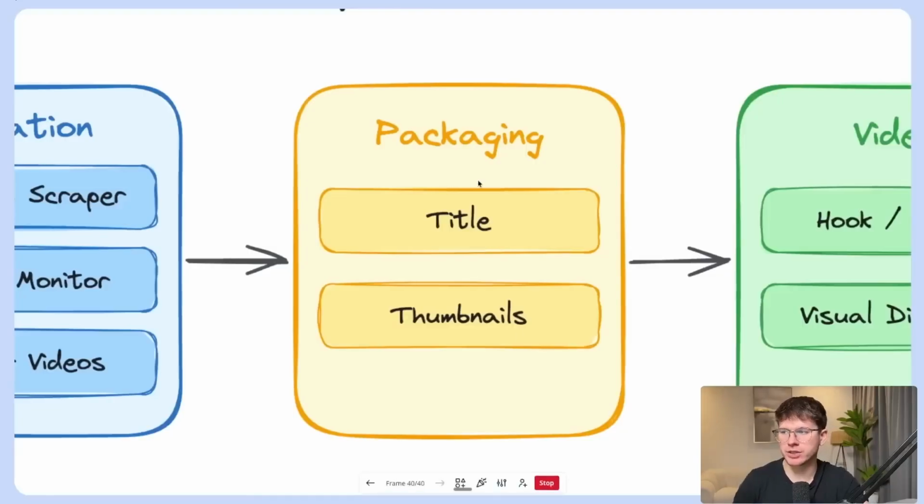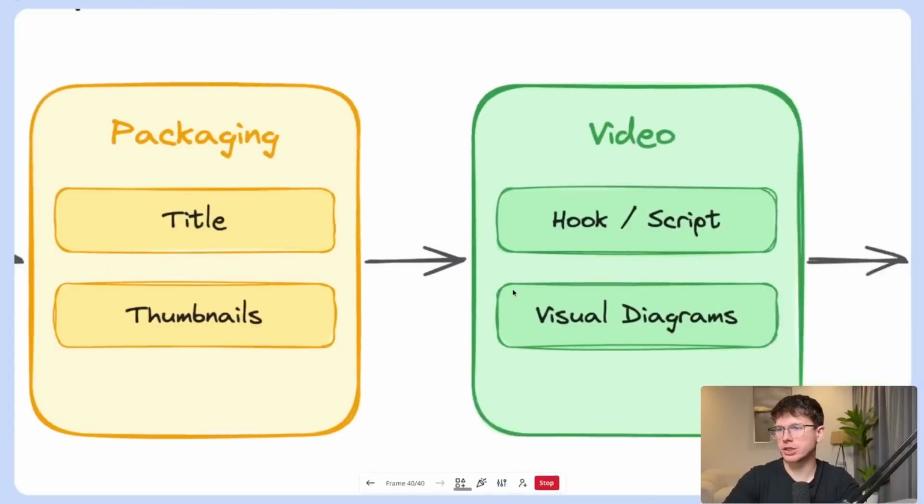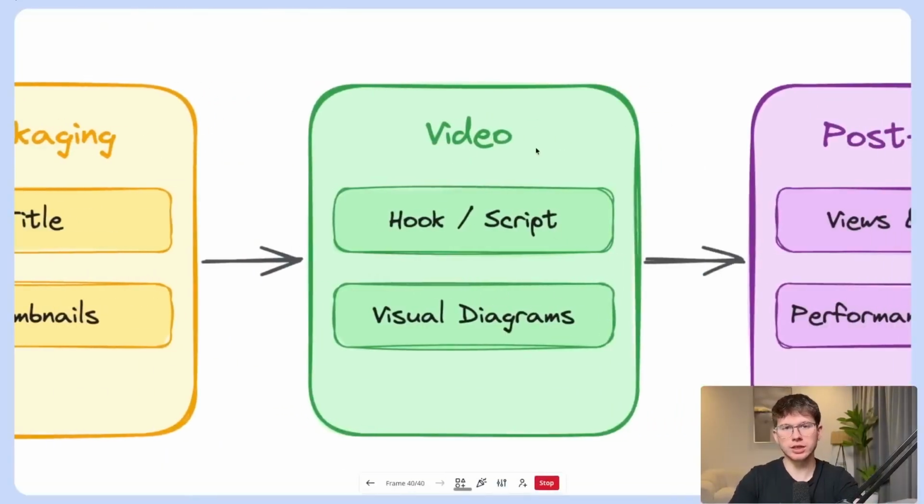Then we have packaging, which is title and thumbnail. So for example, for this video right here, we have a title, and there's a picture before that made you want to press on the actual video. That's the packaging. Then we have the video itself, which is the hook. So the first 30 seconds of this video, that was a hook, that was scripted.